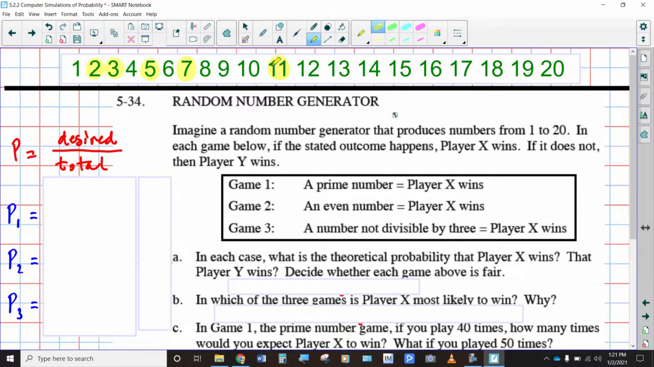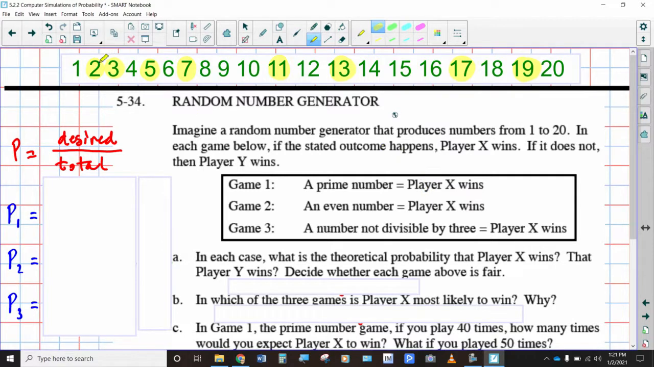11 is a prime number because it's just 1 times 11, but 12 is not because you got 2 times 6, 3 times 4, and 1 times 12. So that's composite. 13 is prime. 17 is prime, and 19 is prime.